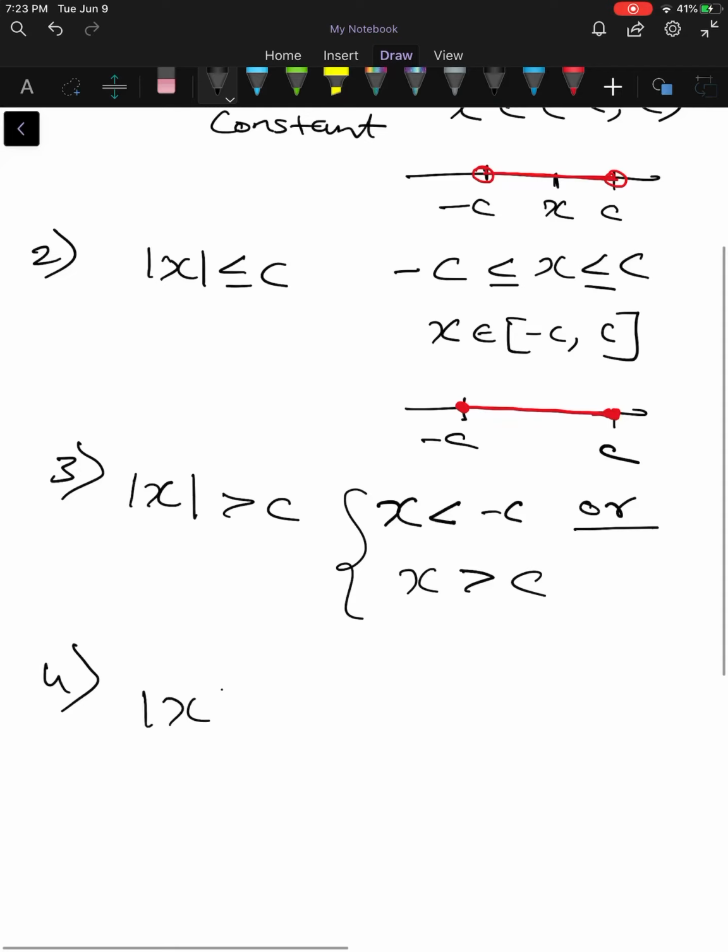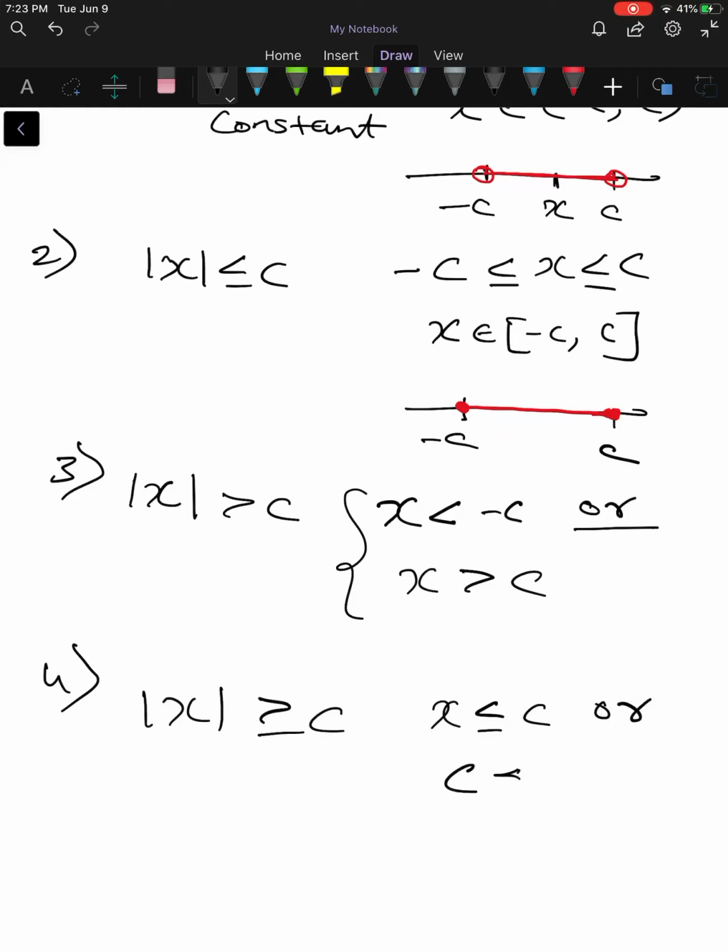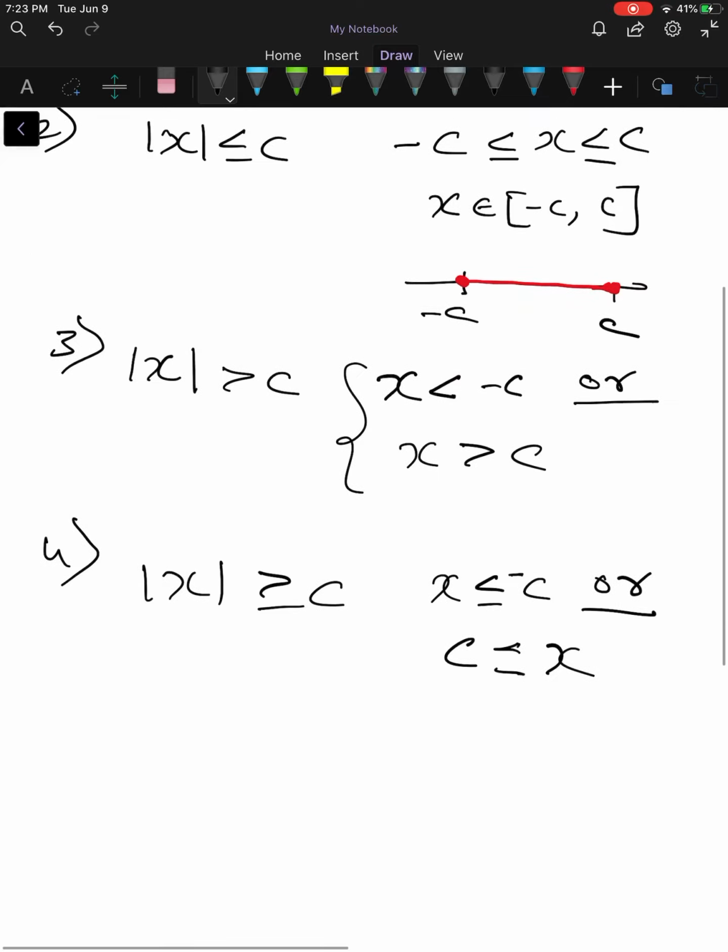Fourth one, absolute value of x is greater than or equal to c implies x is less than or equal to negative c, or c is less than or equal to x. Again, here you have an or statement, which implies that either one of the statements can be true or both can be true at a time.